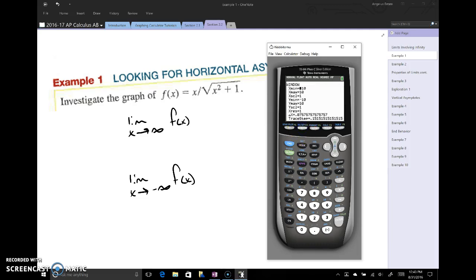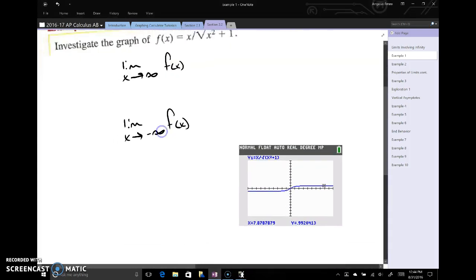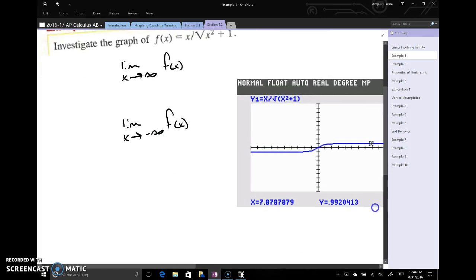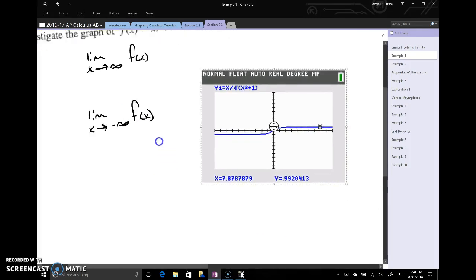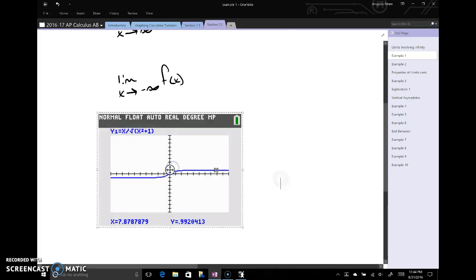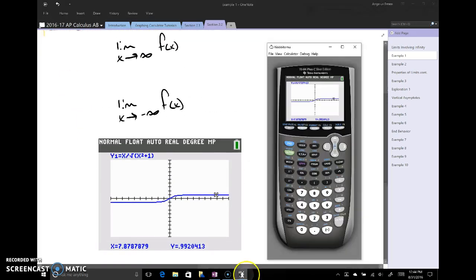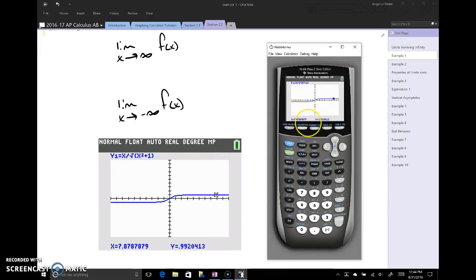So my window right now is going from -10 to 10 on the x and the y-axis, and it looks like we're getting a pretty good idea of what this limit is. We can use the trace function to move the cursor really far out and see how the y value is behaving. And in this case, we can see that that y value appears to be approaching 1. So let me show you a couple different techniques that we can use to verify this. The first one was just using the trace feature, and we could extend the window if we need to get farther out just to verify.